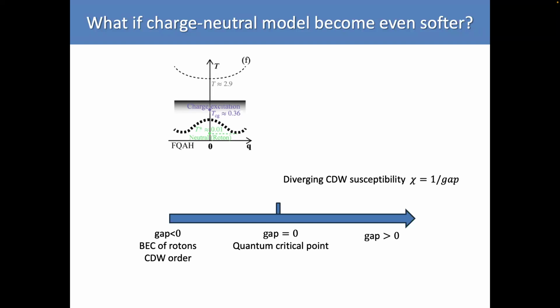When the gap is positive, as we reduce the gap size, what we should observe is a diverging CDW, charge density wave, susceptibility. This is because the roton excitation carries finite momentum, so it directly couples with the CDW. When the roton becomes softer and softer, charge density wave fluctuation becomes larger and larger, and susceptibility diverges as one over the gap. When the gap becomes zero, the CDW susceptibility really diverges. It means this is a quantum critical point. If we go beyond the quantum critical point, this roton actually has negative energy. For a boson with negative energy, it means that we will see BEC, or a condensate. And this condensate of rotons basically means that the system develops the CDW, charge density wave, order.